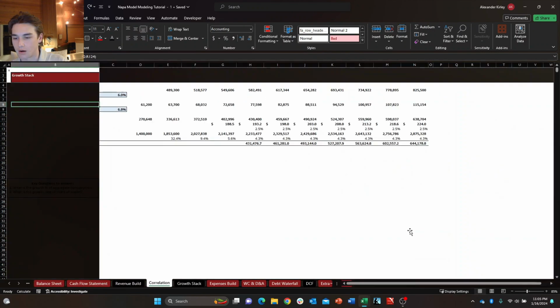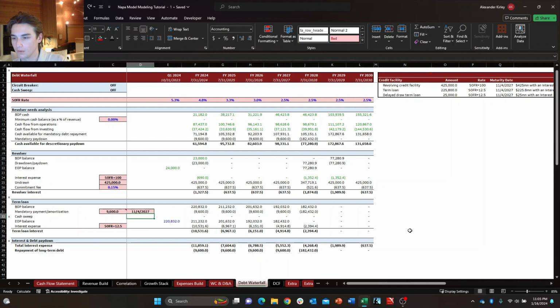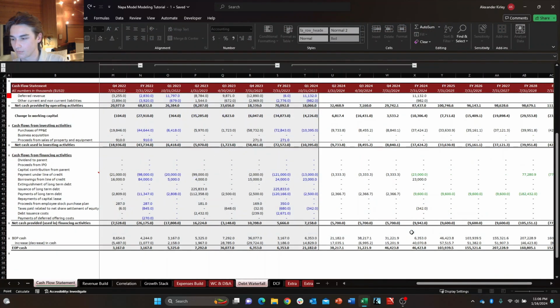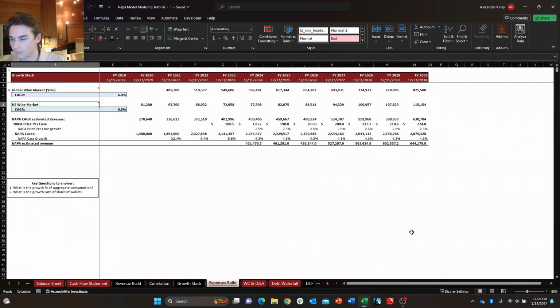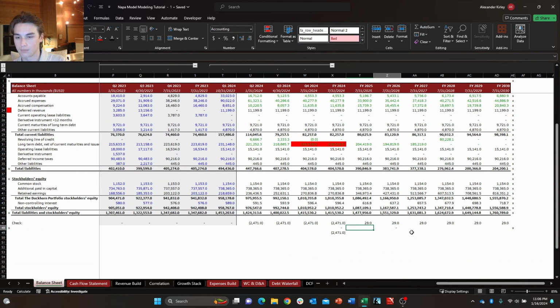So let's go back to our debt waterfall and realize that we should get a different number here. Our end of period balance is already taking into account this 2.5. However, it's not actually correct here. So what I should be doing, go back to this balance sheet. Excellent. So we now see that we have 29 here. Very close. However, we still have an issue here in these quarters.